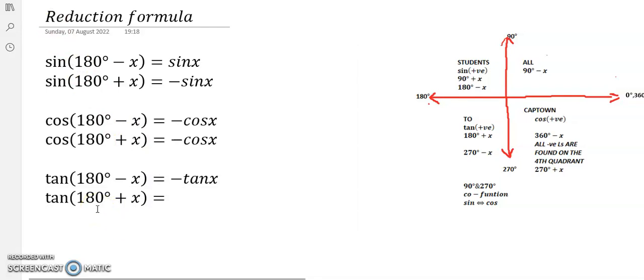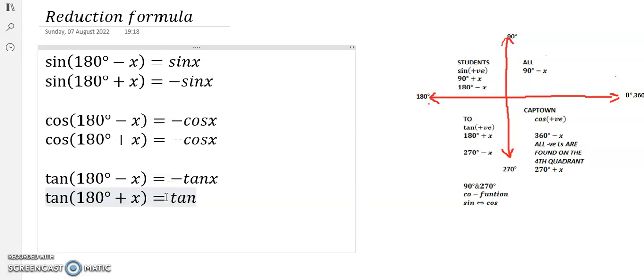Here we have tangent of 180 degrees plus x. 180 degrees plus x is our reference angle. 180 plus is on the third quadrant, where tangent is positive. Then we're gonna have positive tangent x.